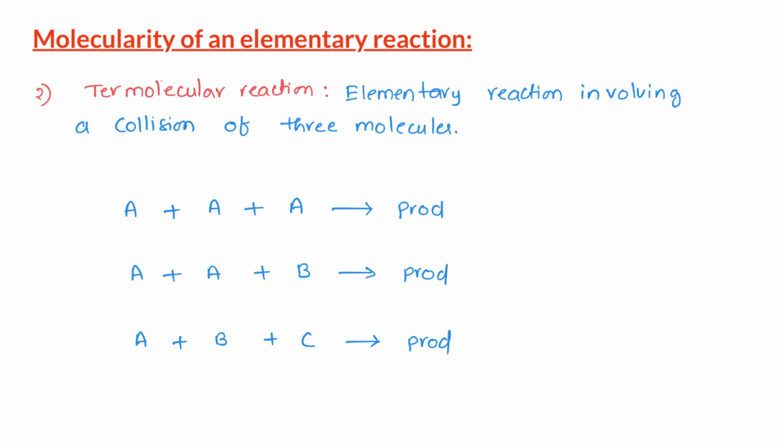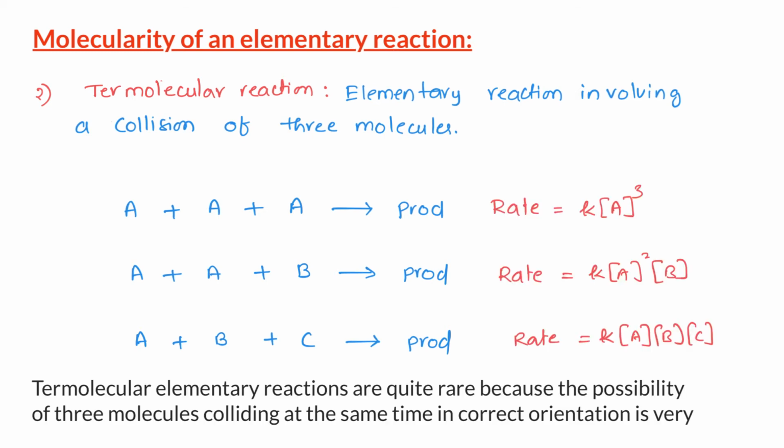Just like before, we can deduce the rate laws for these elementary steps directly from the balanced stoichiometric equation. Termolecular elementary reactions are quite rare because the possibility of three molecules colliding at the same time in the correct orientation is very, very small.